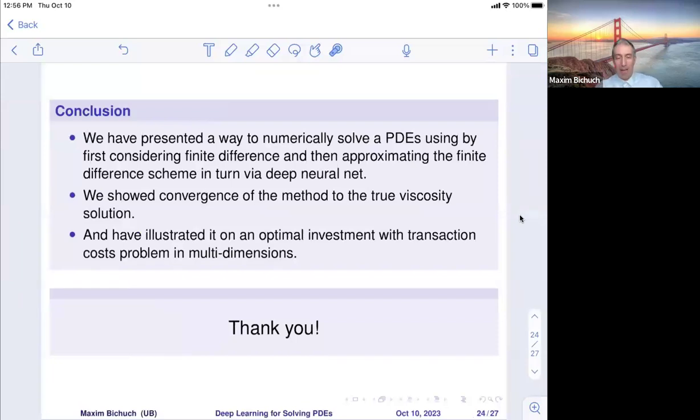So I'll conclude now. We presented a way to numerically solve a PDE by having this intermediate step and adding a convergence to a finite difference scheme, and then using the fact that we know that the finite difference scheme converges to the true solution. We were able to do that and then show that our neural network also converges to the true solution. We illustrated this for the problem of optimal investment with transaction costs, although again, our problem is not really limited to that. It can be more general, but that was always the motivation. So I'll stop here. Thank you.